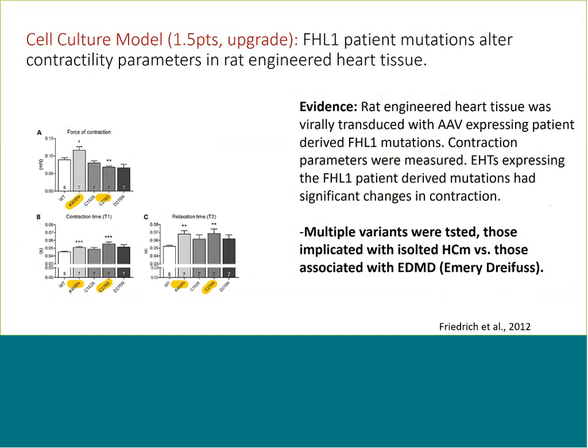They then went to look at contraction parameters. So they were actually, within these tissues, looking at how they would contract and beat and the relaxation time. And that can be evident of whether or not there is hypertrophic cardiomyopathy or any kind of cardiomyopathy. And they found that there were changes to these different contraction parameters. Multiple variants were tested, those implicated in both isolated HCM and those associated with Emery-Dreifuss muscular dystrophy, and they saw changes in those parameters. So I ended up upgrading this to 1.5 points because they were showing phenotypes more consistent with the isolated HCM versus the Emery-Dreifuss muscular dystrophy.